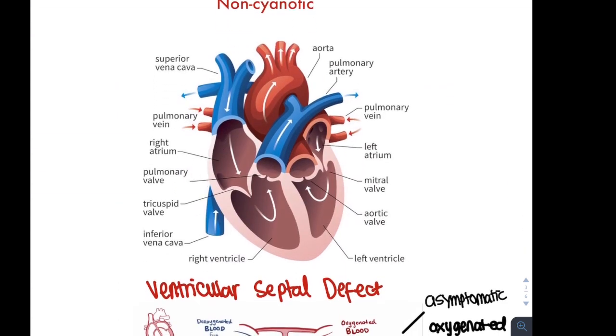About acyanotic diseases here, the most common one we just talked about was the ventricular septal defect, which is a hole between your two ventricles. So instead of your blood being oxygenated coming out of the left ventricle and going out the aorta, it makes a detour through this hole back to the right ventricle and just gets pumped back to the lungs. So the heart has to work twice as hard, pumping twice as much blood to get enough blood out through the aorta.